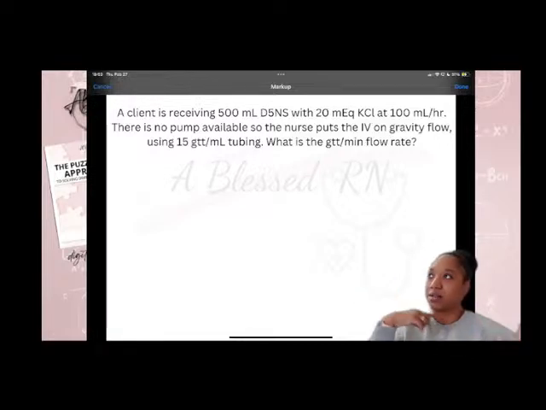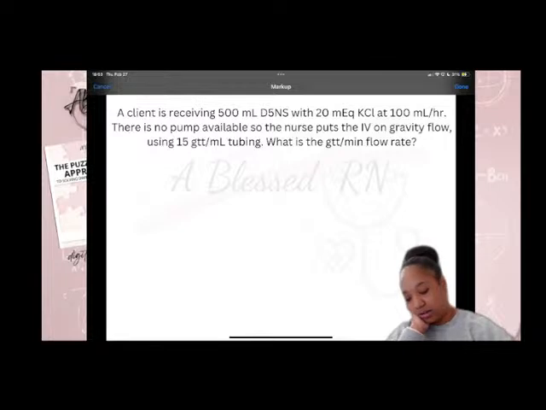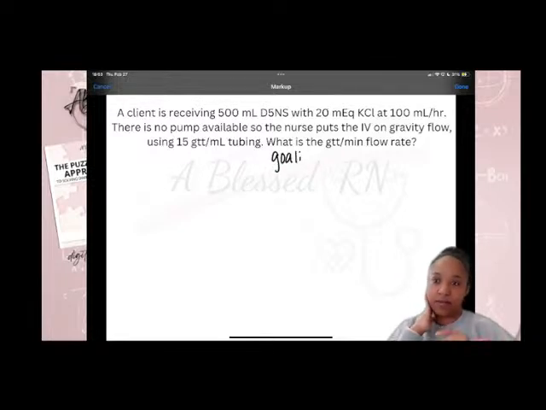All right. So a client is receiving 500 mLs of D5 normal saline with 20 milliequivalents of KCl at 100 milliliters per hour. Okay. So there is no pump available, so the nurse puts the IV on gravity flow using 15 drops per milliliter tubing. What is the drops per minute flow rate? Okay, so what is our goal? What is this one asking for us to solve?